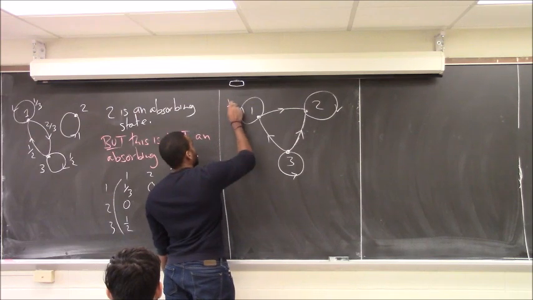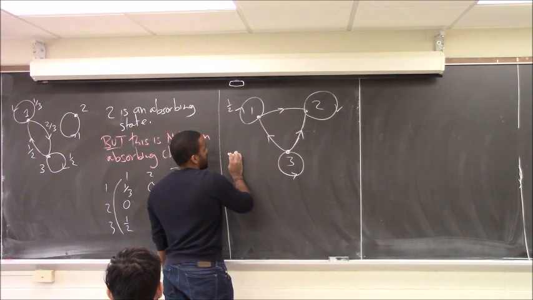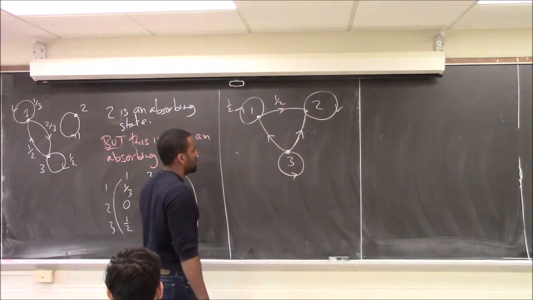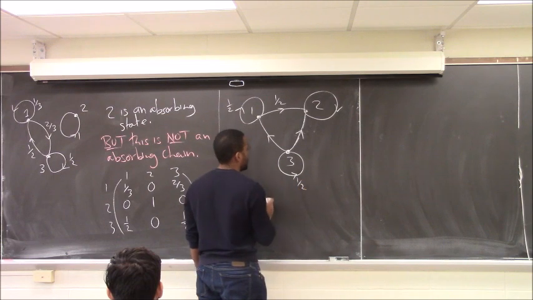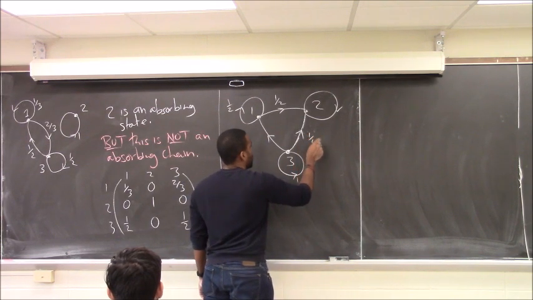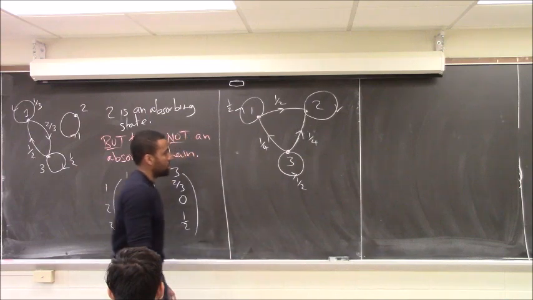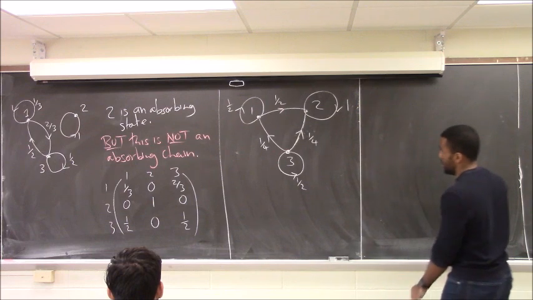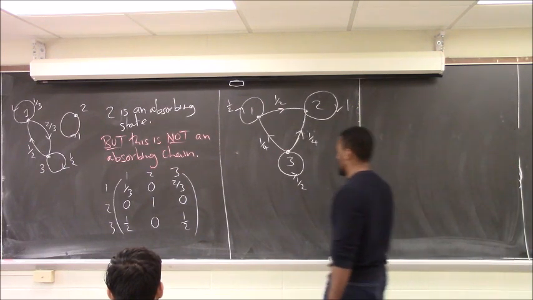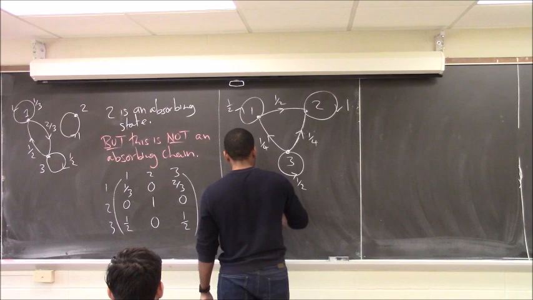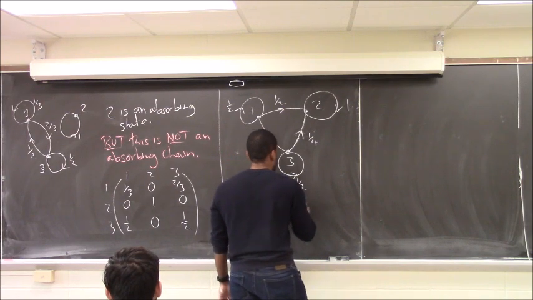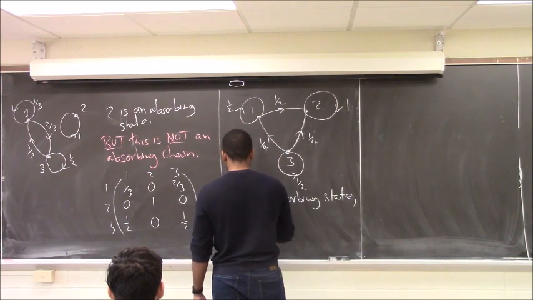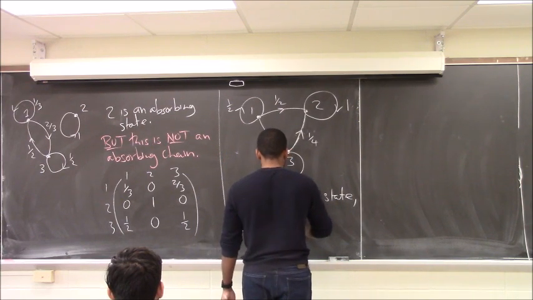Suppose 1 goes to itself with 1/2 probability. It jumps to 2 with 1/2 probability. 3 goes to itself with 1/2 probability, and it jumps to 2 with a quarter probability, jumps to 1 with a quarter probability. 2 goes back to itself with probability 1. So here, 2 is an absorbing state. And this is an absorbing chain.